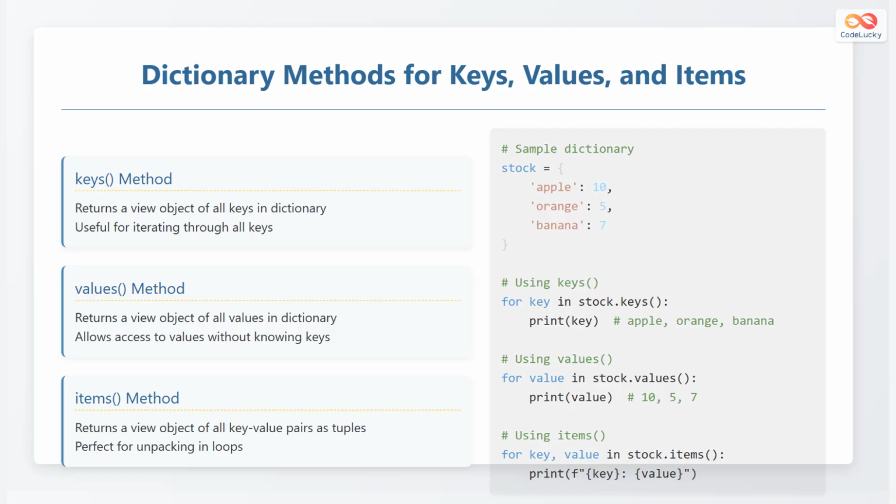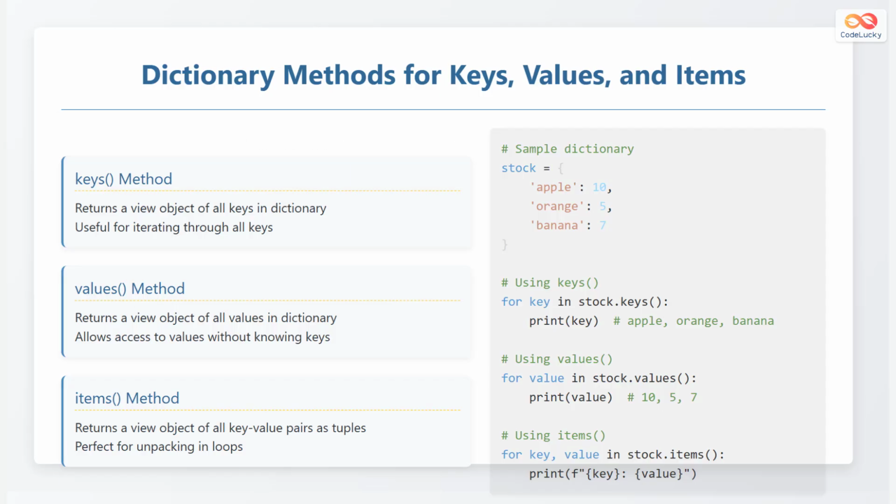In this code, we have the stock dictionary with keys like apple, orange, and banana and corresponding numeric values. If we iterate through the keys, it prints the keys apple, orange, and banana. If we iterate through the values, it prints the values 10, 5, and 7. If we iterate through the items, it prints the key value pairs, apple 10, orange 5, and banana 7.